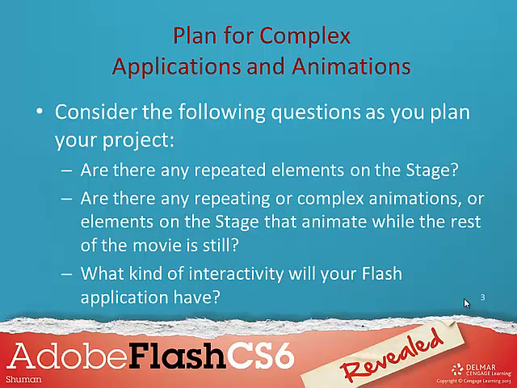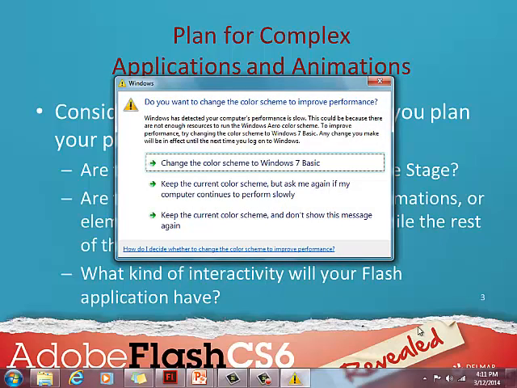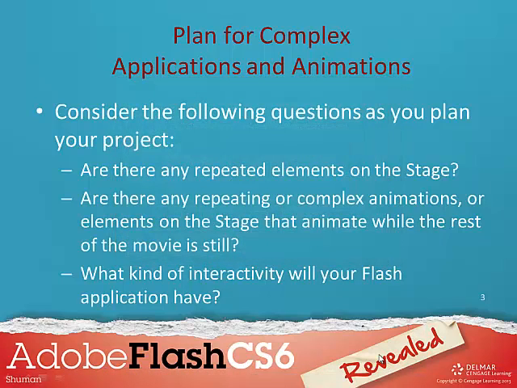You need to consider the following questions as you plan your project. Are there any repeated elements on the stage? If the answer is yes, you should make them into graphic symbols. Graphic symbols should include any still elements that are used on the stage more than once. Graphic symbols might also be elements that you want to be able to tween. Keep in mind, one graphic symbol can contain other graphic symbols. For example, you could have a sailboat in which the sails are graphic symbols within the boat symbol.